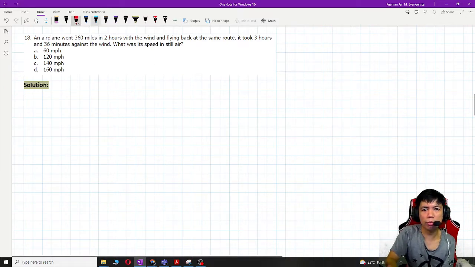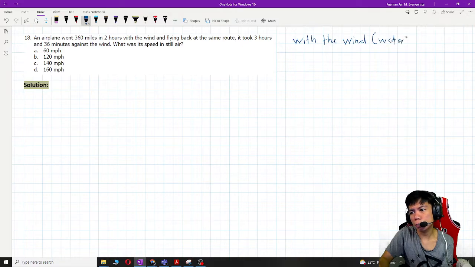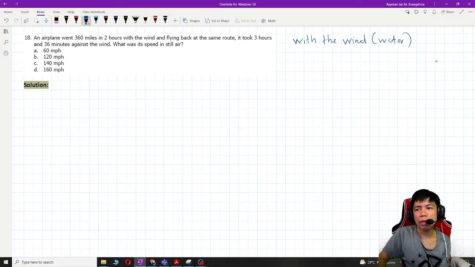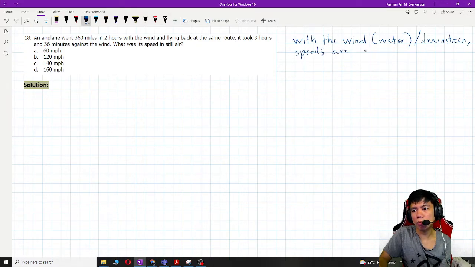Okay, so remember, pag with the wind or pwede rin water. Ayan. So, ang other term dyan is downstream na. Okay? Downstream. Speeds or rates are additive.